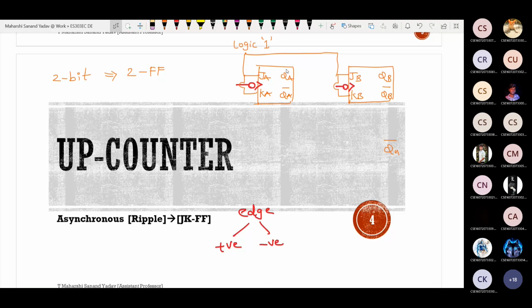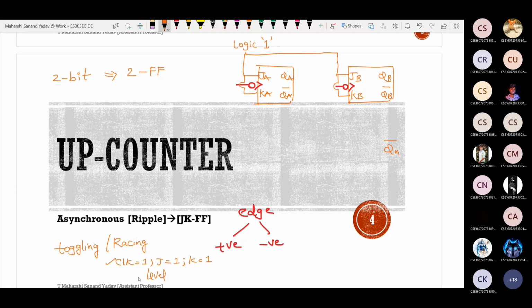And what is the difference between racing and toggling? Tell me the difference. We know that racing means clock is equal to 1, J is equal to 1 and K is equal to 1. For this particular thing, you are applying clock that is level triggered or edge triggered? Level trigger, sir. Correct. This condition is for level triggered.